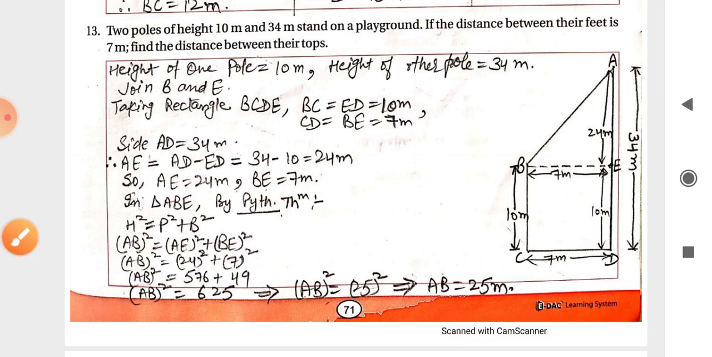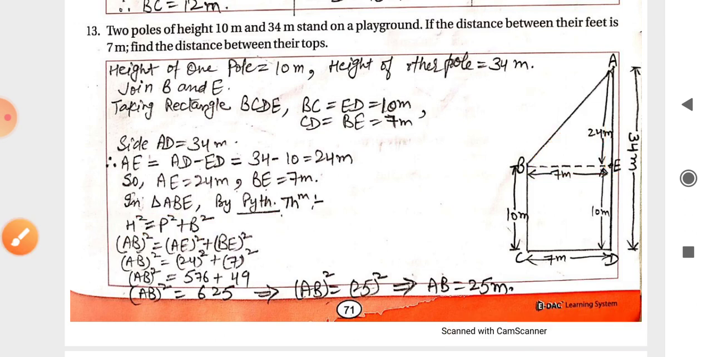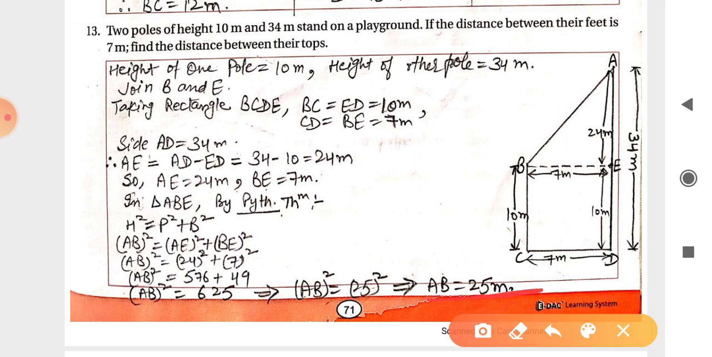Then in triangle ABE, we have to find the value of AB. There is a right angle at E. This side is 24 meter, this is 7 meter, and one side is unknown. So we can find this side by using the Pythagoras theorem. In triangle ABE, by the Pythagoras theorem, hypotenuse square is equal to perpendicular square plus base square. After putting values, we get AB is equal to 25 meter.